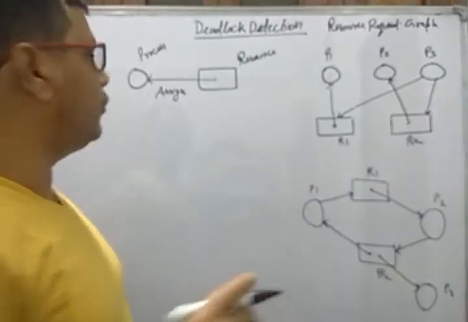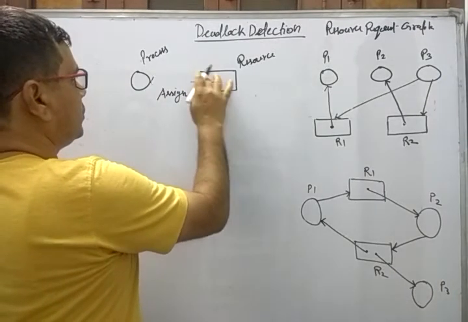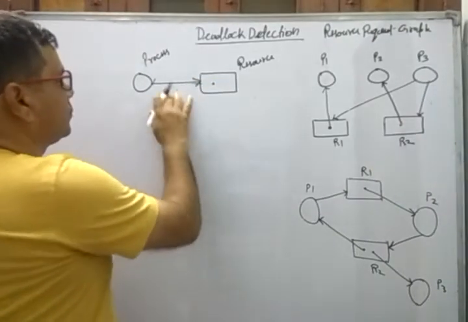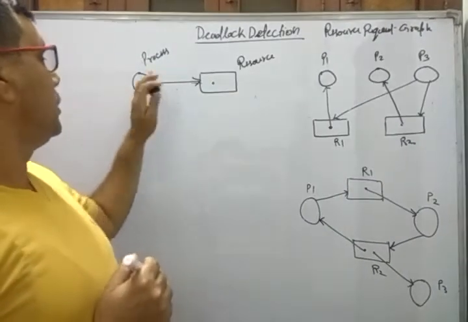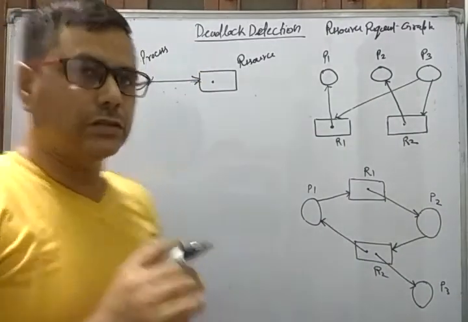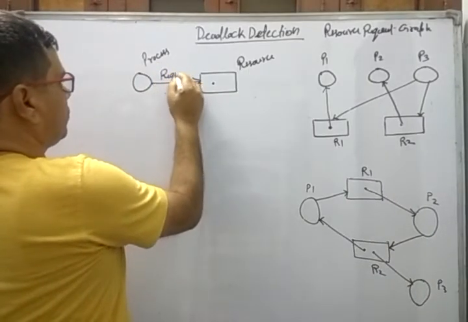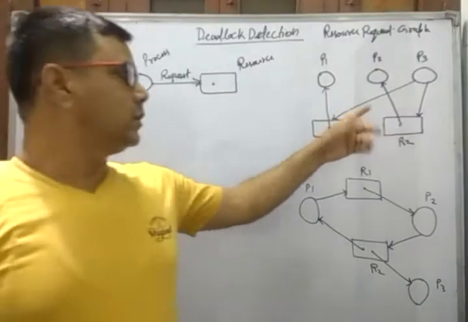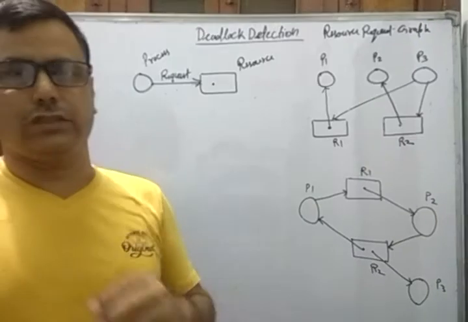Now there is another kind of edge, which is from process to resource. Here it means this process is requesting the resource. It is a request edge. So there are two types of edge: first is an assign edge and second is a request edge.